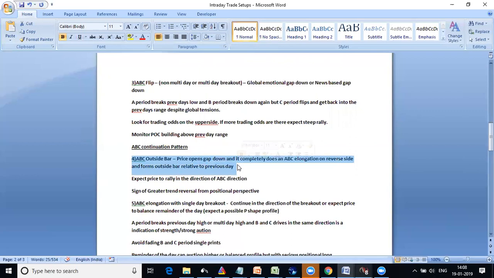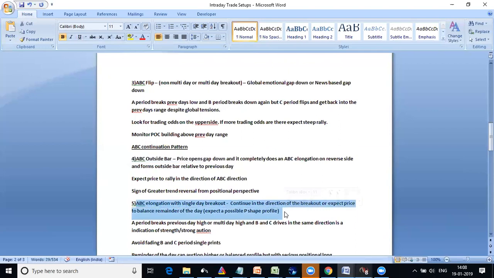It becomes an ABC outside bar pattern, where the A period does a strong drive, and B and C break the previous day high. It's a complete outside bar by 10:49 itself. That is a sign of a continuation pattern, positionally as well as from an intraday perspective. Next comes the ABC elongation with a single day breakout.